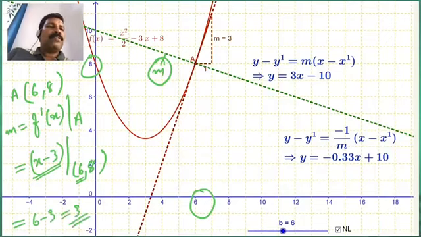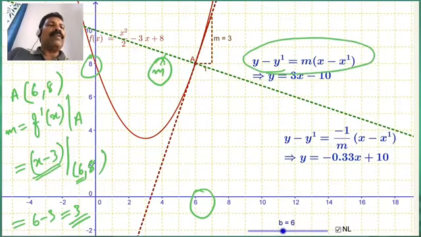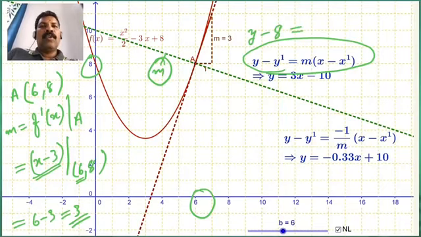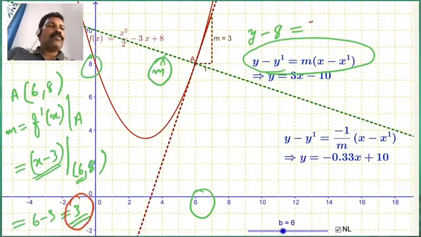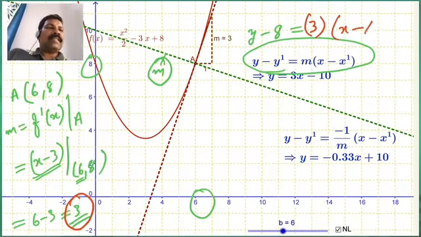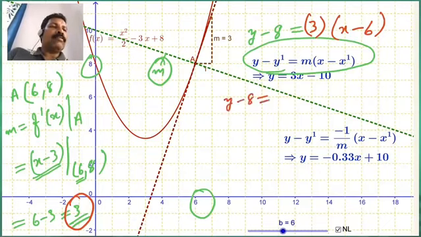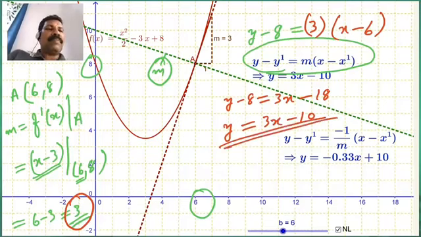So slope is 3. So the equation will be y minus y1 is equal to m into x minus x1. That is y minus y1, y1 means 8, is equal to the slope we computed just now. So what is the slope? Slope is 3. So 3 into x minus 6. That is the x coordinate. That you can simplify. y minus 8 is equal to 3x minus 18, which could be further simplified as y is equal to 3x minus 10. So this way we can compute.